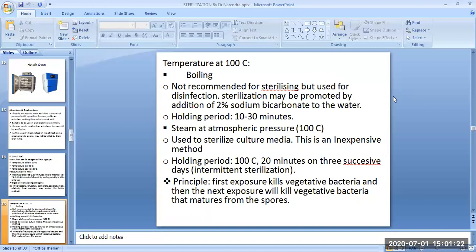Steam at atmospheric pressure is used to sterilize culture media. This is an inexpensive method. The holding period is 100 degrees for 20 minutes on 3 successive days. This is intermittent sterilization, since the first exposure kills vegetative bacteria and the next exposure will kill vegetative bacteria matured from the spores.